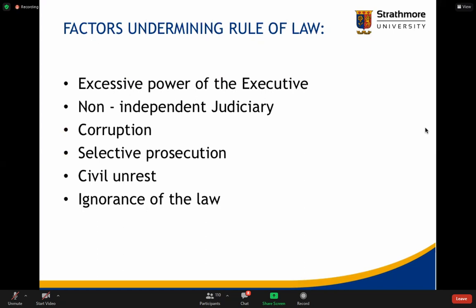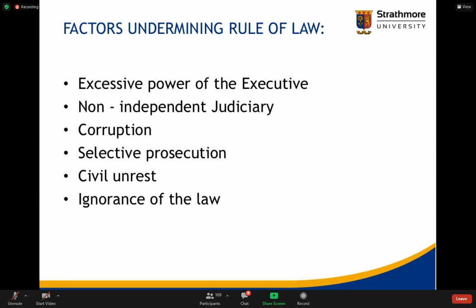Factors undermining the rule of law. We have already looked at the rule of law. We have said as a concept it is associated with A.V. Dicey. And Dicey, when he explained this concept, came up with 3 conceptions of the rule of law. The first one is absolute supremacy of the law, or predominance of regular law, so that all the actions of government must be done within the law. The second one is equality before the law, that everyone must be treated equal before the law.